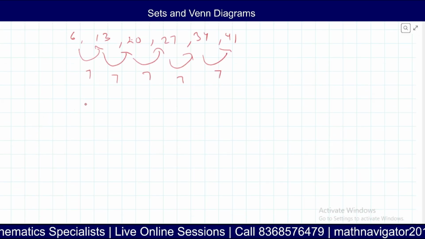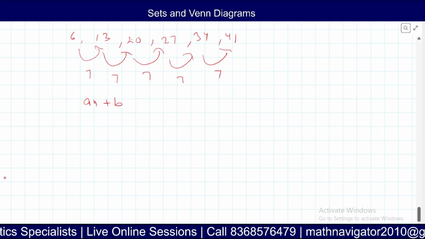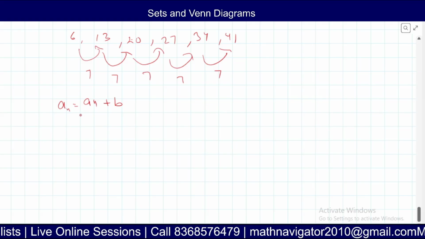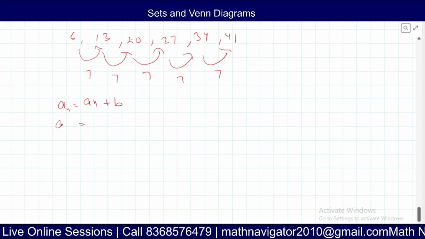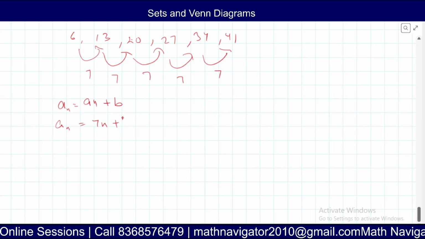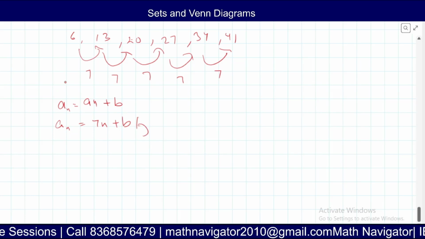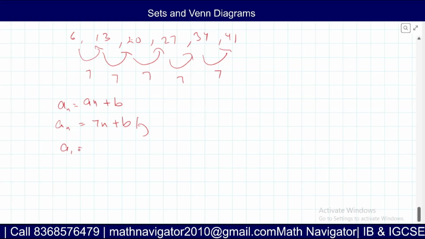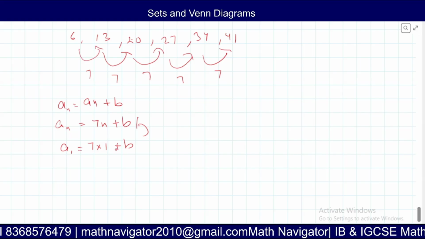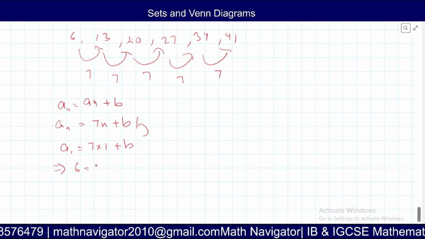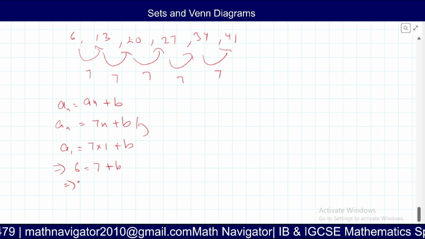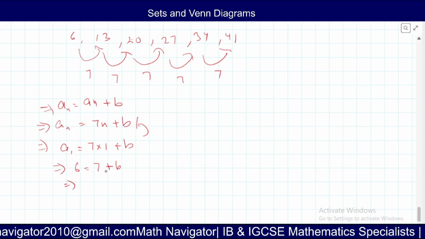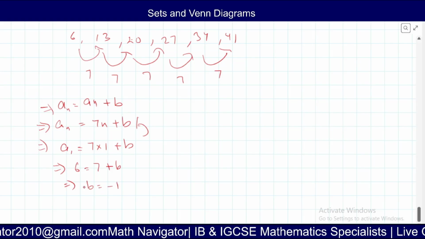So I have a general formula an plus b, the nth term, right? So a is my common difference. So this becomes an is equal to 7n plus b. Now I want to find the value of b. So my first term is 6. So a1 is equal to 7 times 1 plus b. So a1 is equal to 6 is equal to 7 plus b. It implies b is equal to negative 1.